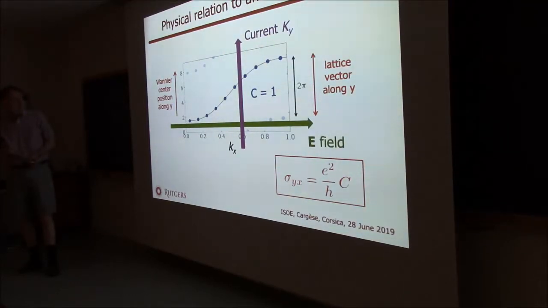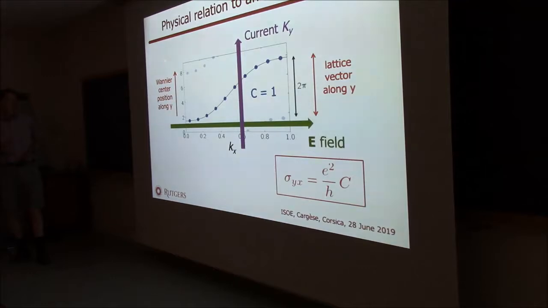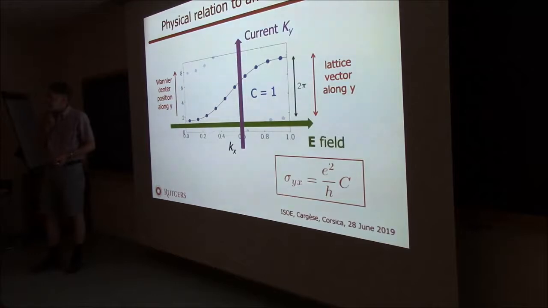So that's the intuitive connection of this funny, very abstract mathematical concept. Berry phase is related to Wannier center position. You drive wave functions across the Brillouin zone in k space, they move in real space in the transverse direction, and you get a transverse conductivity. Okay.